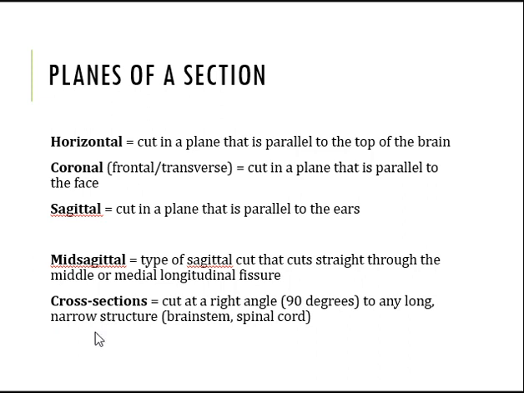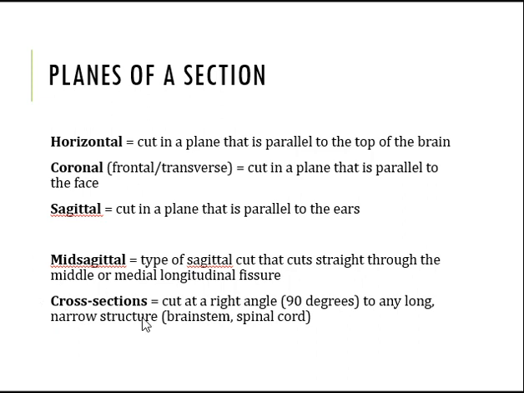And a special cut that we're looking at in this course is the mid-sagittal cut, which cuts straight through the middle or medial longitudinal fissure, which again is that main line that separates the right and left hemispheres. So basically cutting the brain in half.